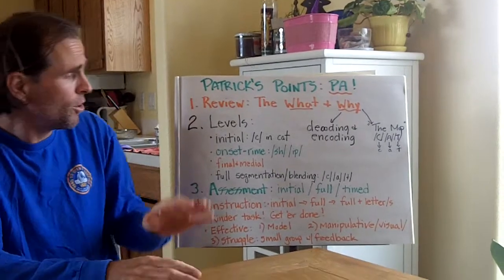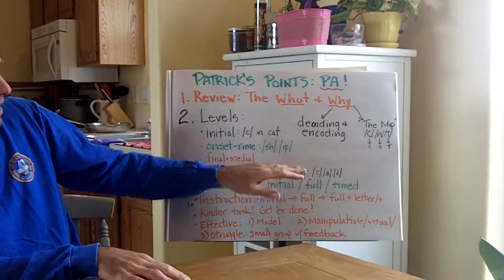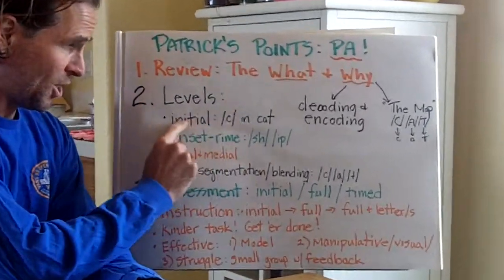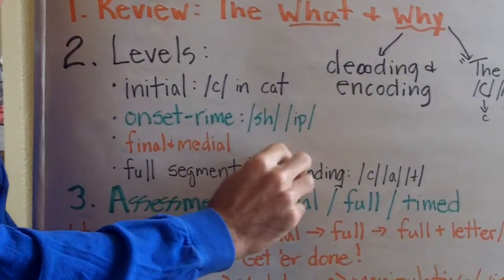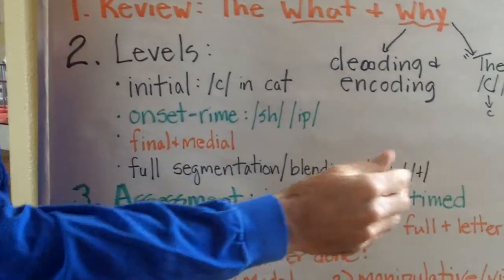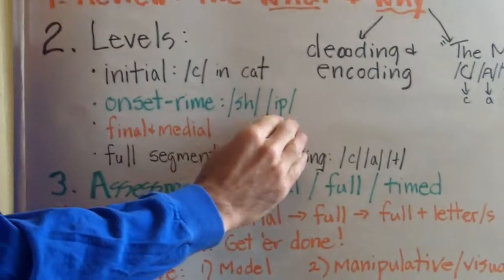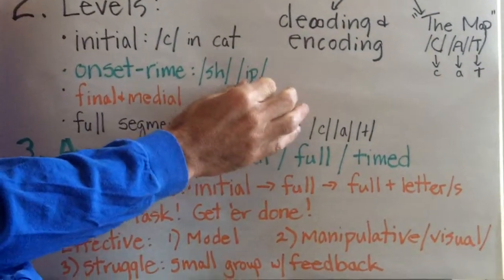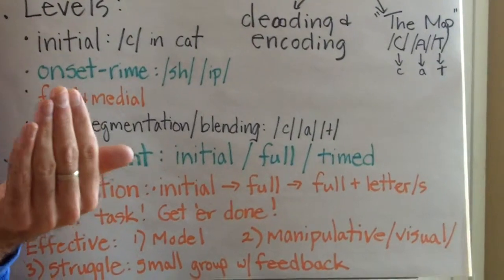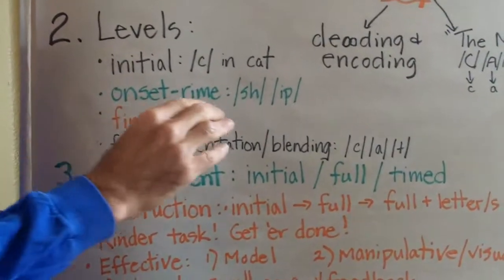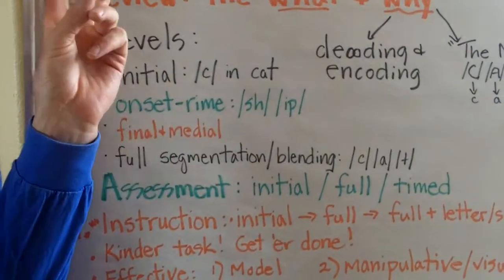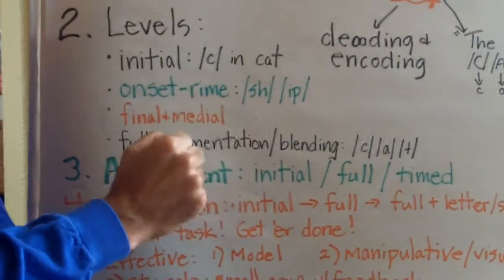So this is part two, but we'll pick up with this idea of onset rhyme. Really, it's just the initial phoneme task and then recognizing that there's something else that comes. So sh, ip. Of course, ip is really a medial and final phoneme. But at this point, we just know that there's something else, the rhyme.